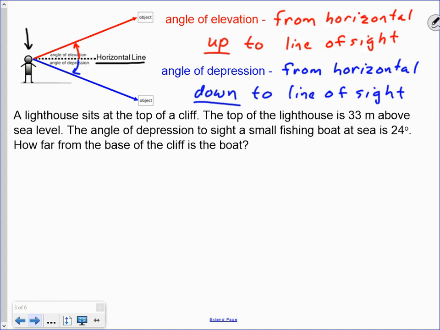A lighthouse sits at the top of a cliff. The top of the lighthouse is 33 meters above sea level. The angle of depression to sight a small fishing boat at sea is 24 degrees. How far from the base of the cliff is the boat?